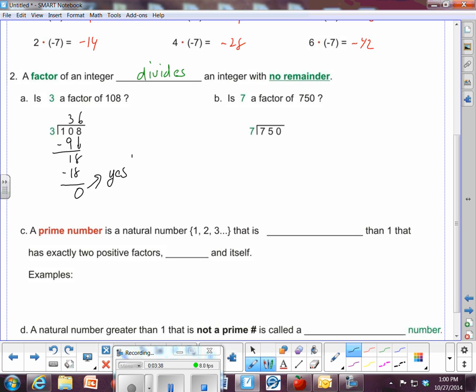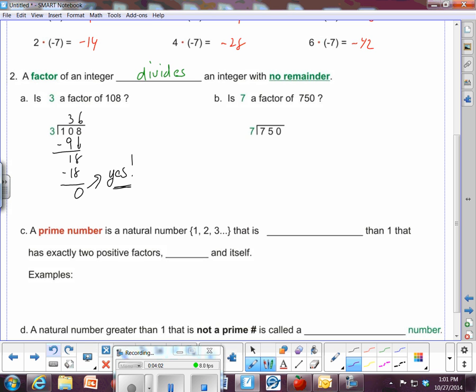That would tell you that, yes, 3 is a factor of 108. Now, by the way, don't forget this. You can take your 3, one of your factors of 108, times the other factor of 108 and multiply them together, and what would you get? The 108, right?